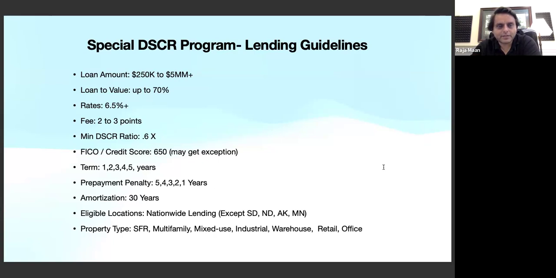Rate starting from 6. Actually, this is not 6.5. That's a typo. The rates for this one start from 10%. Because in this program, we don't care about the DSCR ratio as much. It's based on the property equity. It's more of a hard money / DSCR / bridge loan. So I'm going to explain how.